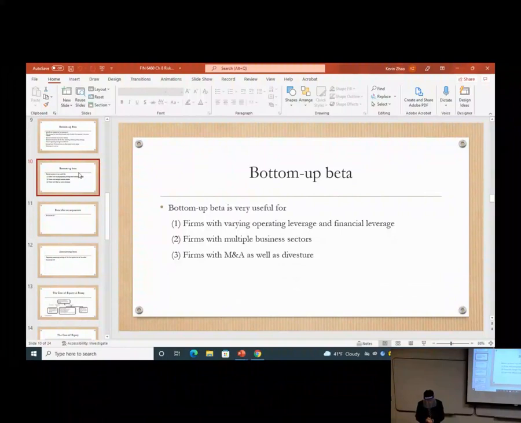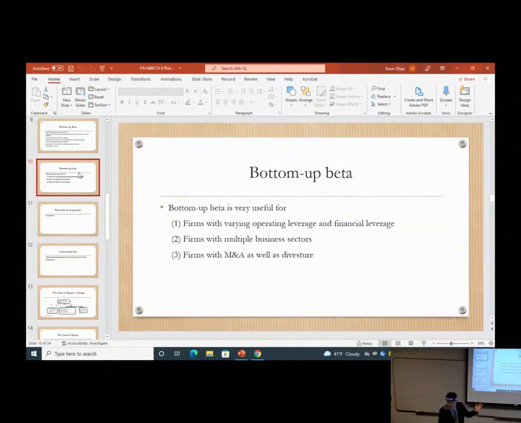So as a conclusion of what we discussed before the break, we have two major approaches to estimating beta. The first one is regression beta. But when we use regression beta or surface beta, we assume that operating leverage and the financial leverage stay the same, and also business mix stays the same as well. But that assumption may be violated for many companies.